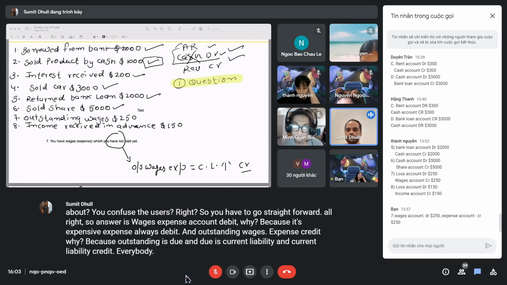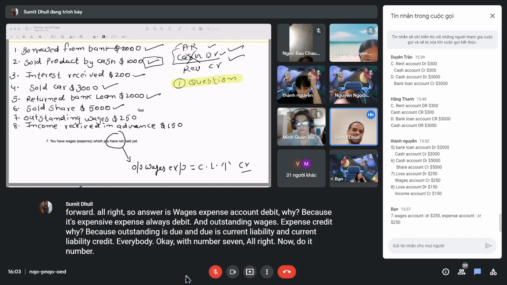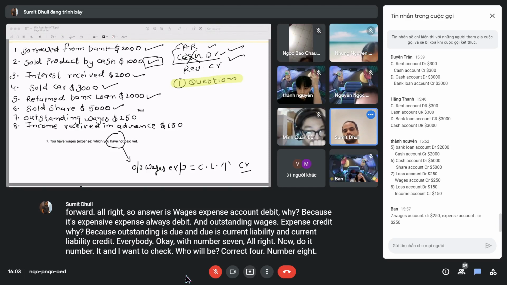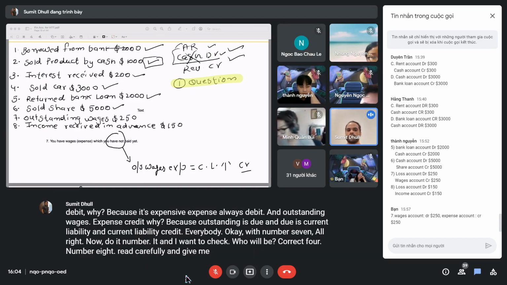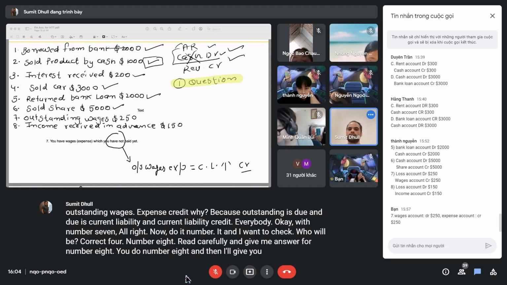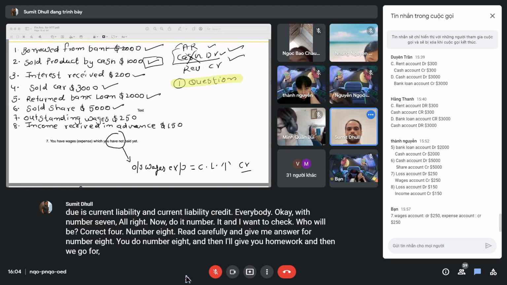Everybody okay with number 7? All right. Now do number 8, and I want to check who will be correct for number 8. Read carefully and give me the answer for number 8. You do number 8 and then I'll give you homework and then we will stop. Quickly finish number 8, then I'll give you homework.